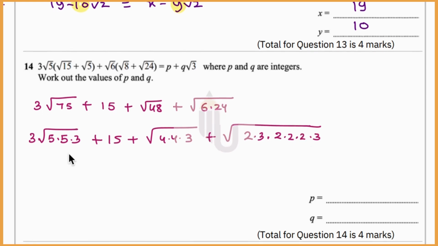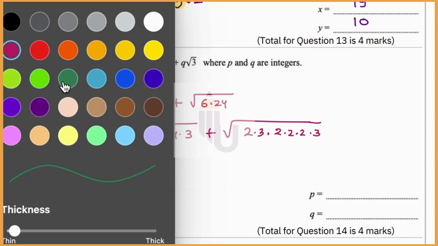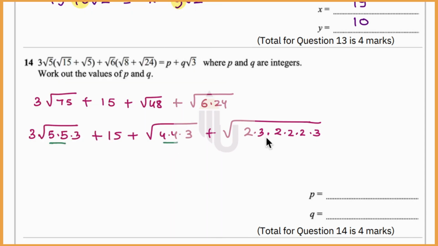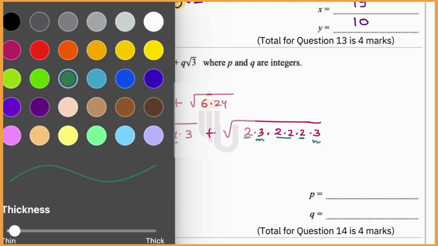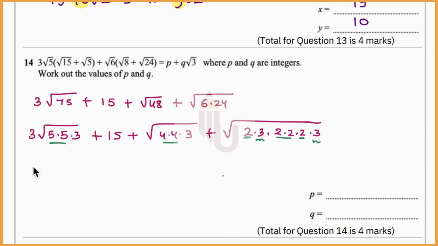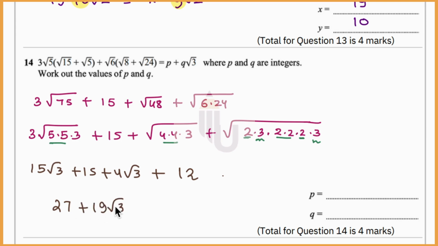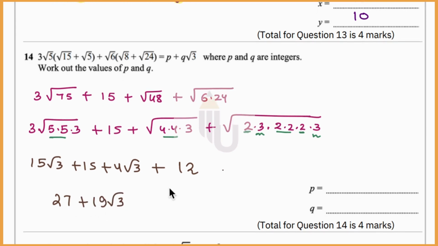Okay, and then we can just make the pairs and take the terms out. So the highlighted ones are the pairs. So I will get 15 root 3 plus 15 plus 4 root 3 plus 2, 2 and 3. 2 2s are 4, 3s are 12. 15 plus 12 is 27 plus 19 root 3, and our final answer, when we compare with p plus q root 3, will be 27 and 19.